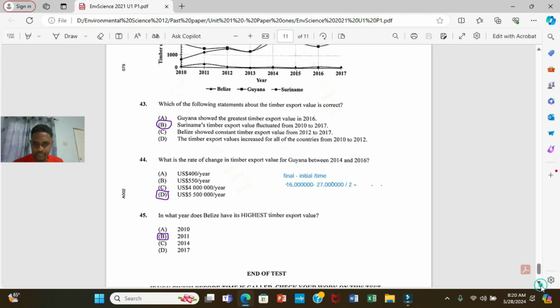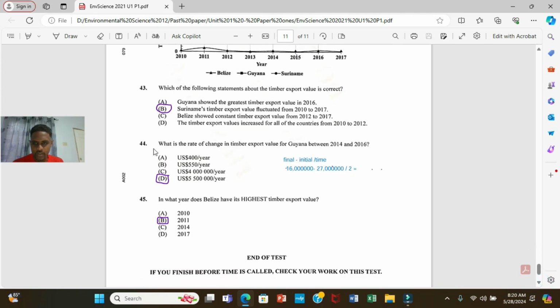44, what is the rate of change in timber export value for Guyana between 2014 and 2016? Now, guys, rate of change. This is the formula. They want to know what's the change per year. So rate means per year or per time. So the formula would be final minus the initial divided by time.